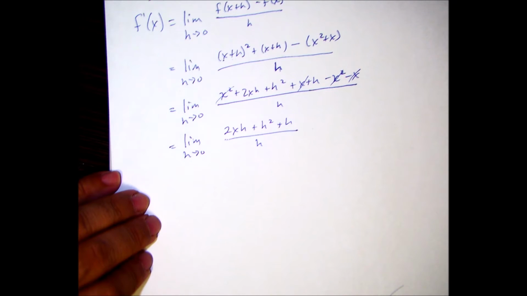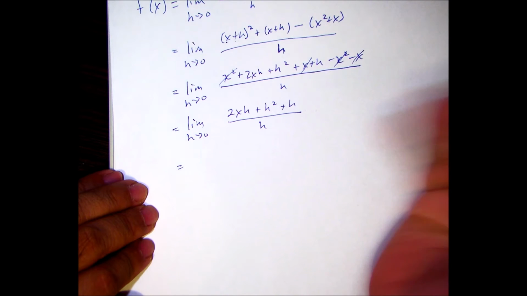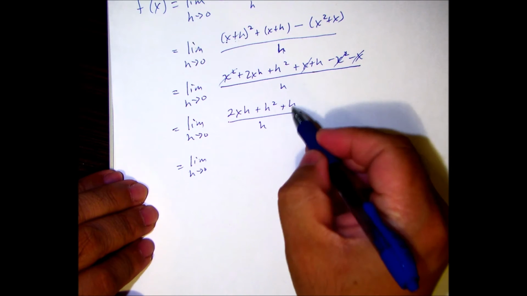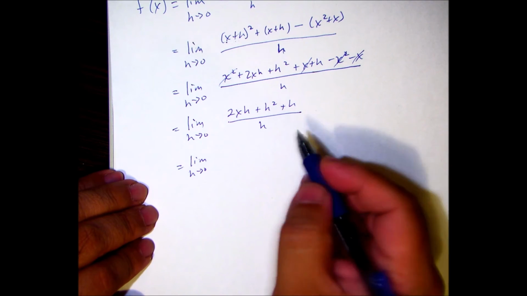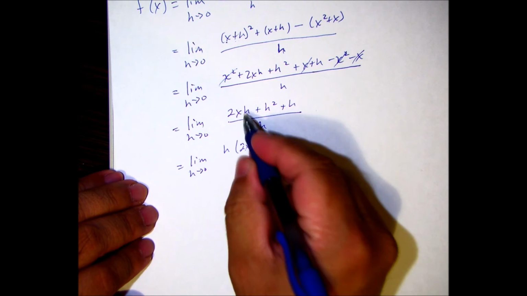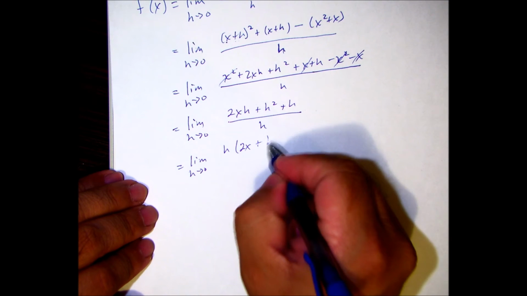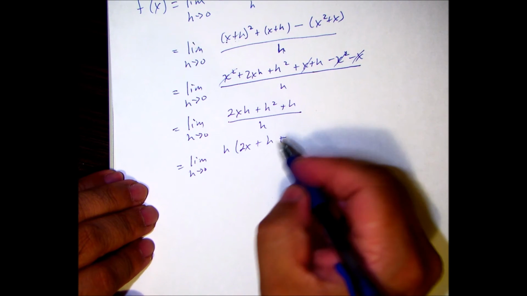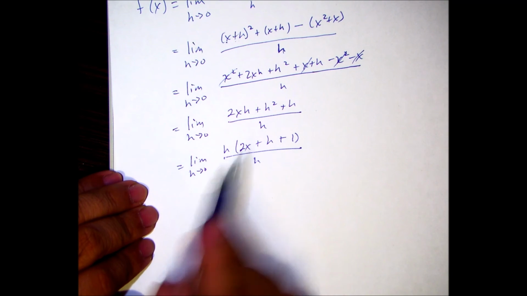Be careful with the next step. I've seen a lot of people cancel this h and leave nothing behind. What happens is you're actually reducing these. To do it properly, I'm going to factor out h from the numerator. That gives me 2x, I'm taking the h out of 2xh. I'm taking h out of h squared and h out of h. When I take h out of h, I'm actually dividing, so it's h divided by h, leaving me 1. Now the h is reduced.